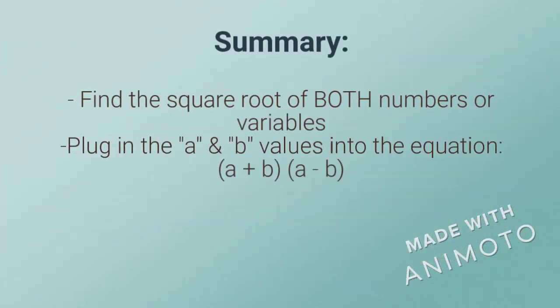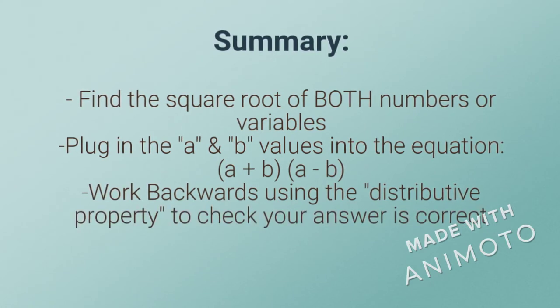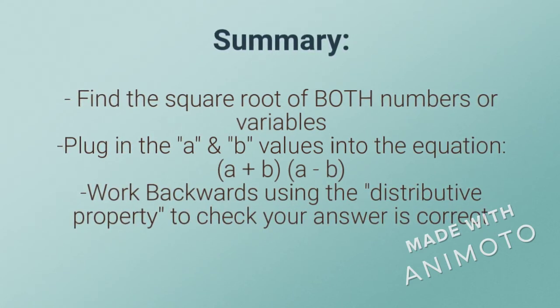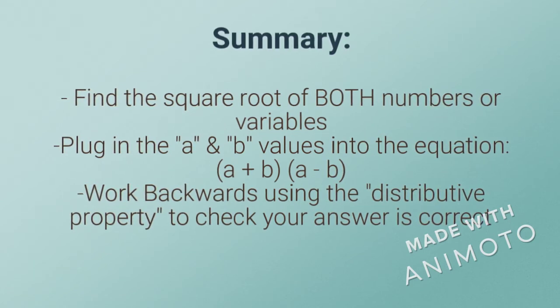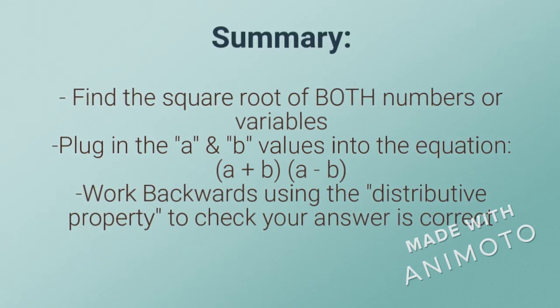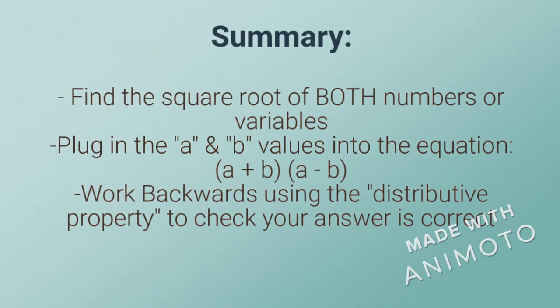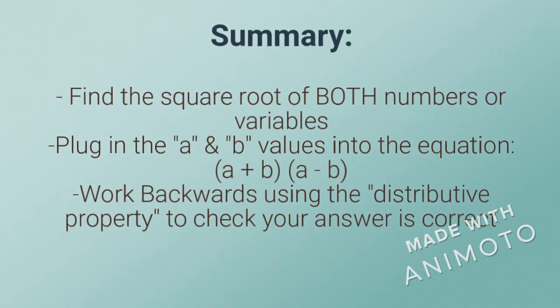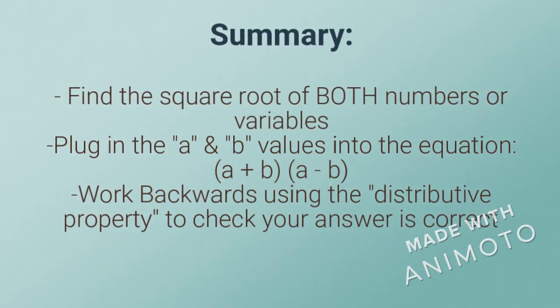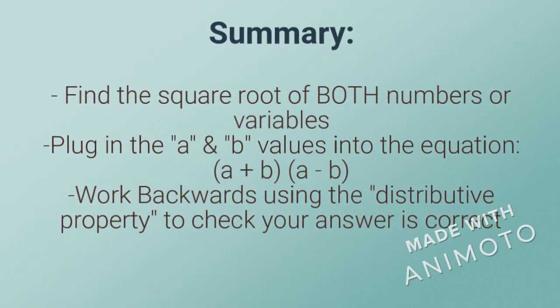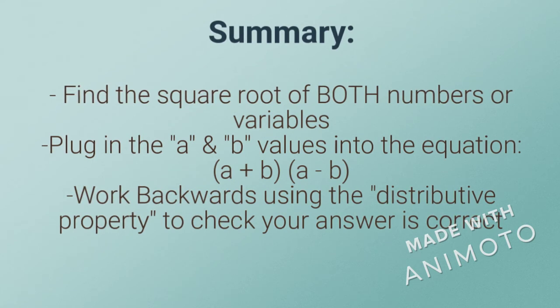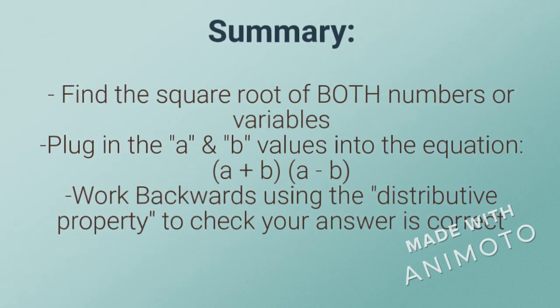So to conclude this factoring of quadratic equations with difference of squares, you just basically square root both of the numbers and the variable. You go ahead and determine your a and b values, and you plug them into the equation, a plus b times a minus b. And then you can always work backwards using the distributive property to check if your answer is correct. So just don't forget, find the square root and work backwards.